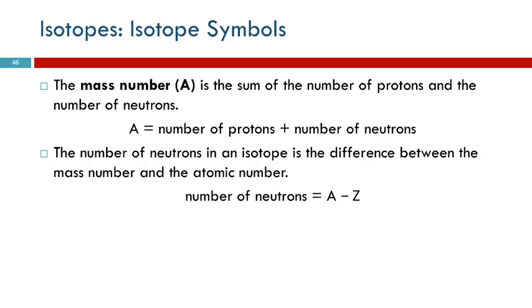The mass number is given the symbol A. Again, don't ask me why, because I don't know. I would have done that differently, but there it is. So it's the number of protons plus the number of neutrons.